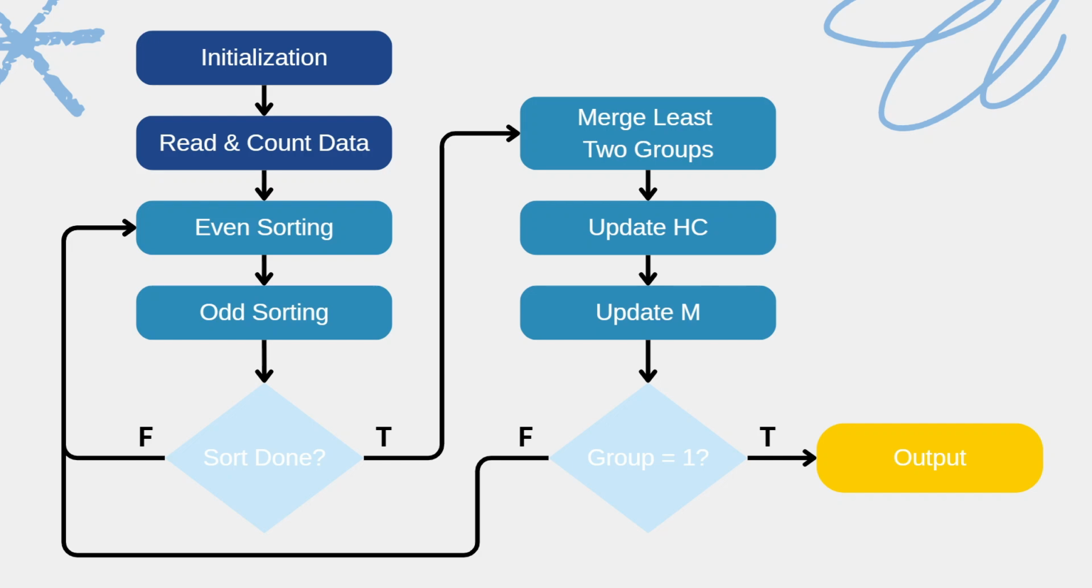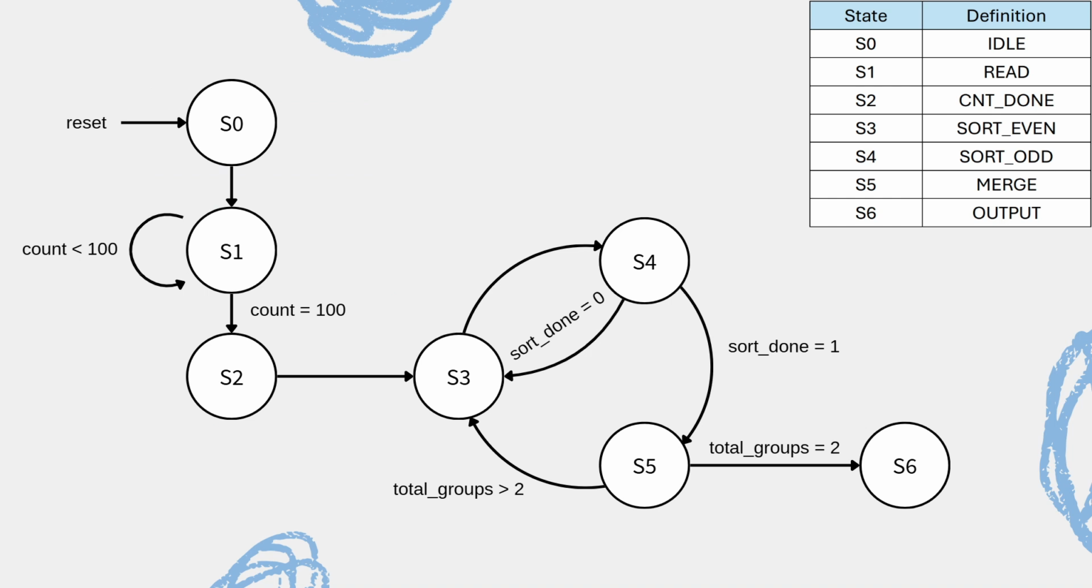This is our algorithm. We start with initialization, then read and count data to build the symbol frequencies. After that, we perform sorting using an even phase and odd phase, and we repeat until sort is done. Once sorting is ready, we merge the least two groups, then update the Huffman codes and the masks. We keep repeating the merge and sort until there's only one group left, and finally we output the results.